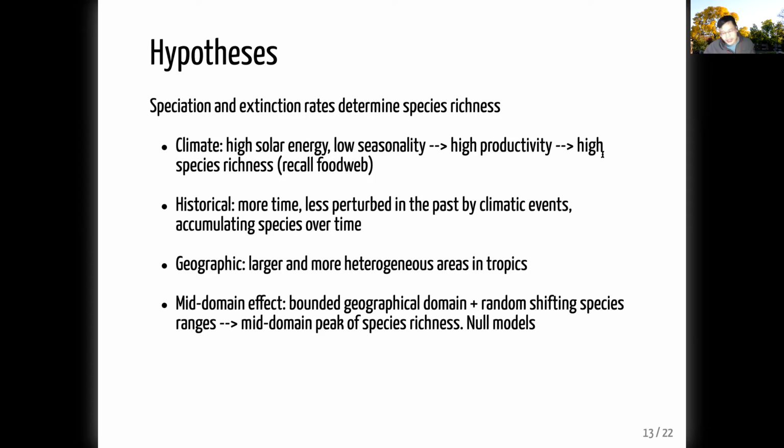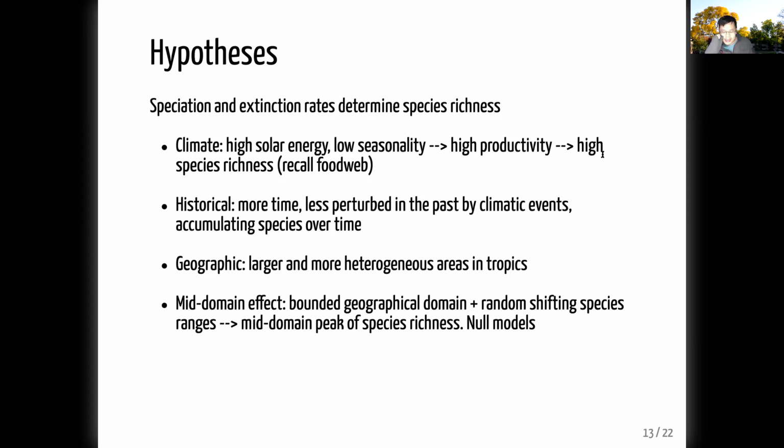And we can use null models to test whether the observed pattern of longitudinal gradient of species richness can be produced by chance alone. I think we briefly talked about null models in the lecture on networks.